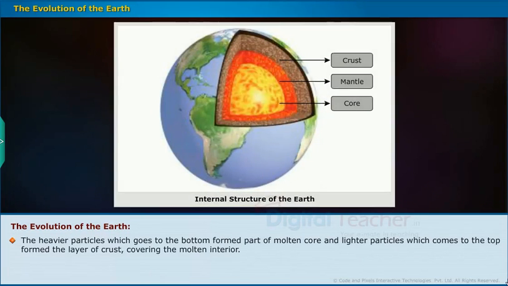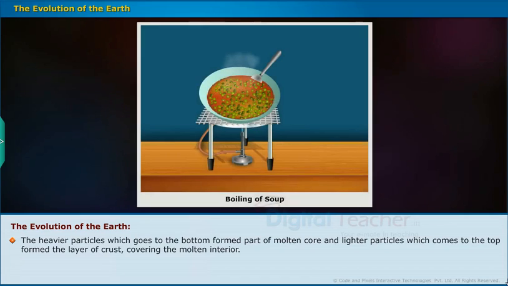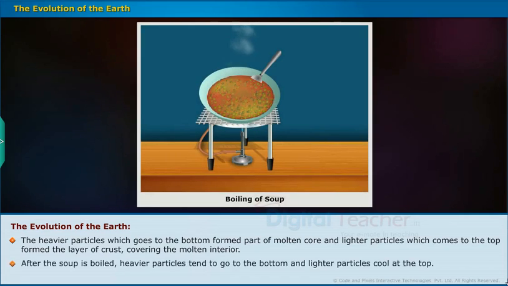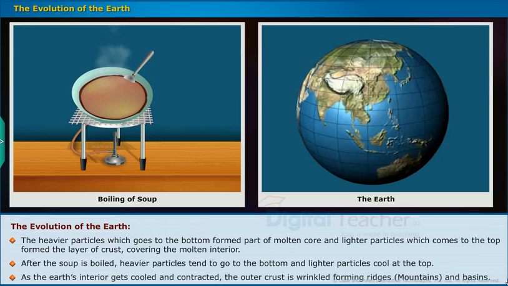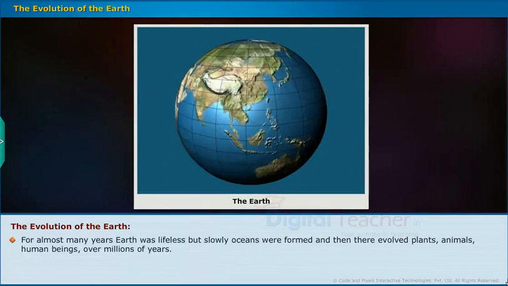The heavier particles, which go to the bottom, formed part of the molten core, and lighter particles, which come to the top, formed the layer of crust covering the molten interior. For example, boiled soup. After the soup is boiled, heavier particles tend to go to the bottom and lighter particles cool at the top. As the Earth's interior cooled and contracted, the outer crust wrinkled, forming ridges or mountains and basins. For many years, Earth was lifeless, but slowly oceans were formed, and then plants, animals, and human beings evolved over millions of years.